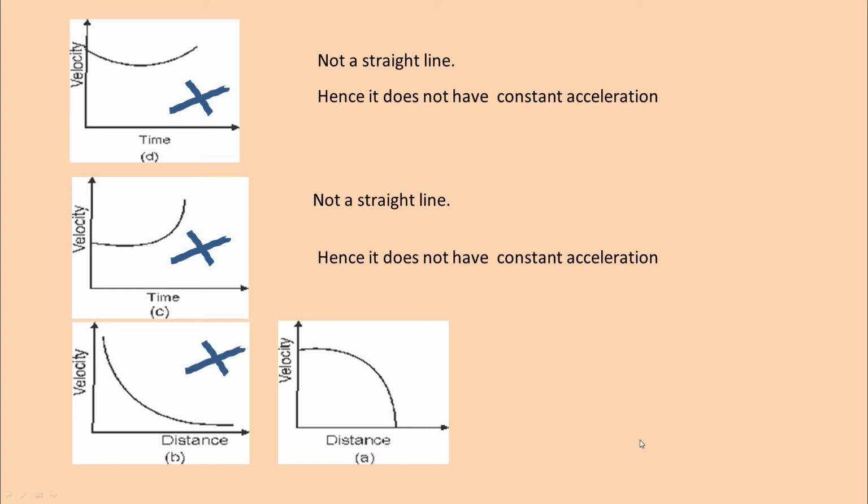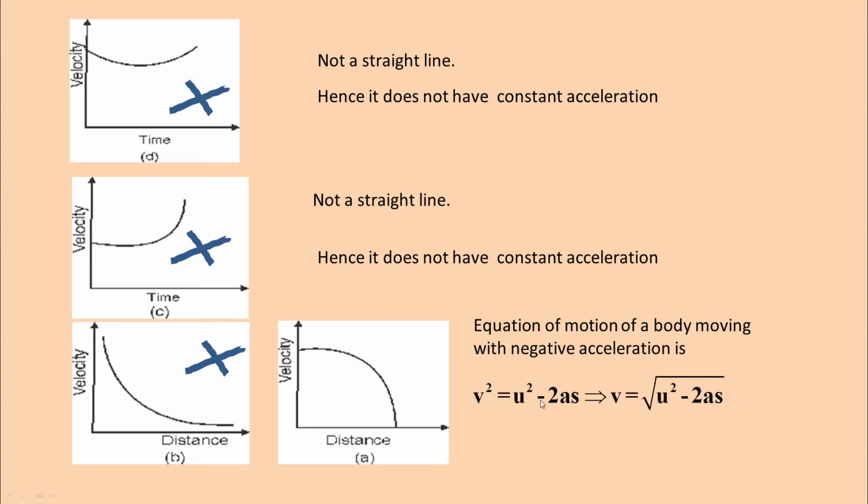Coming to option A, one can easily say that option A should be correct because one answer should be correct, but we will give the reason. Okay, we will give the explanation here. The equation of motion of a body moving with negative acceleration is v squared minus u squared equals minus 2as. From that you get v equal to the square root of u squared minus 2as. In fact, this graph represents this equation with a particular domain. So this graph is representing this function here.